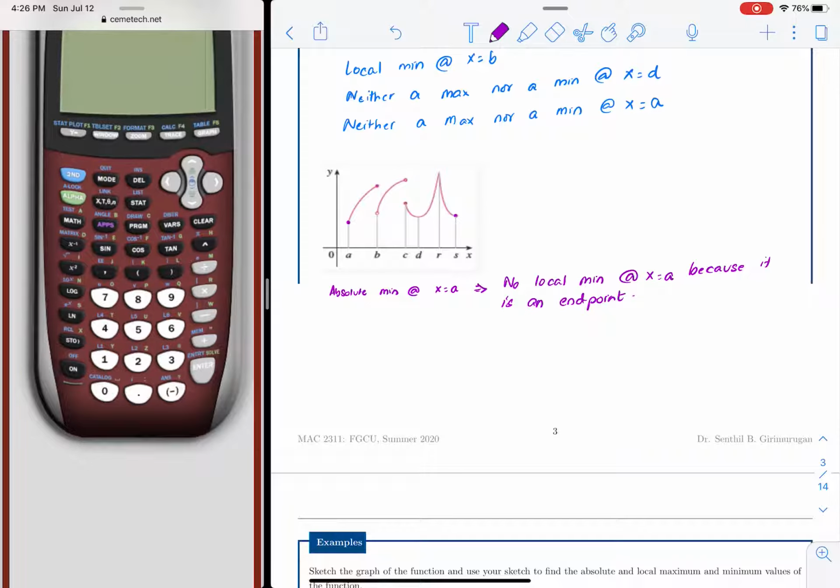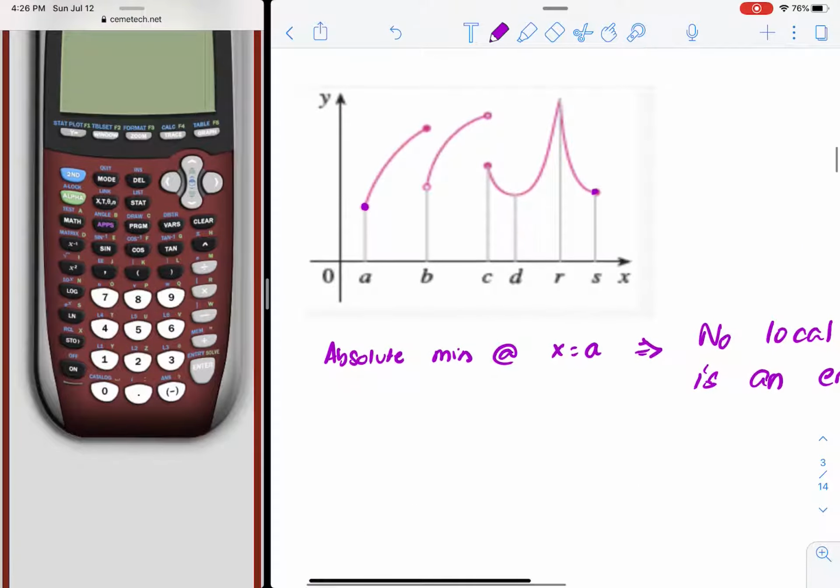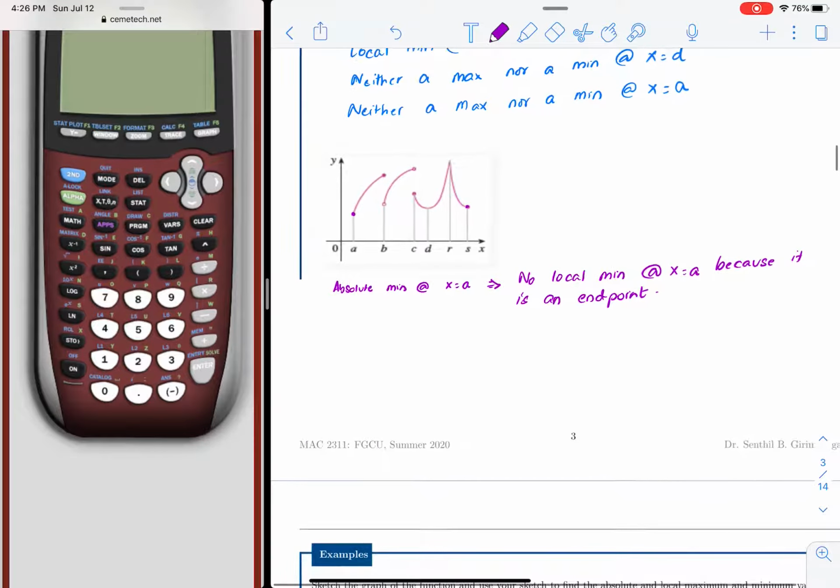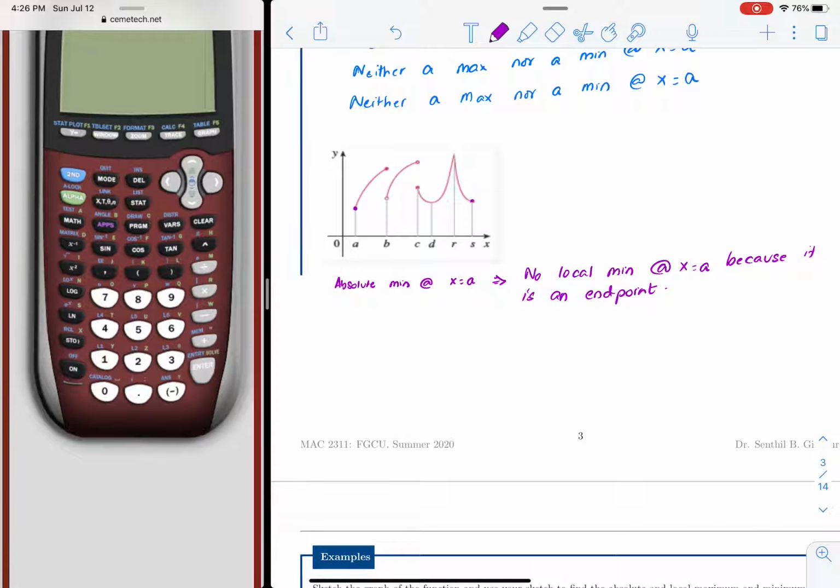Now what about S? Is there an absolute minimum at S? Absolutely not, because we have the absolute minimum at x is equal to A. It's slightly lower than what we see at x is equal to S. But could there be a local minimum at x equals S? No. The reason being x equals S is an endpoint. So there is no local min or max at x equals S.